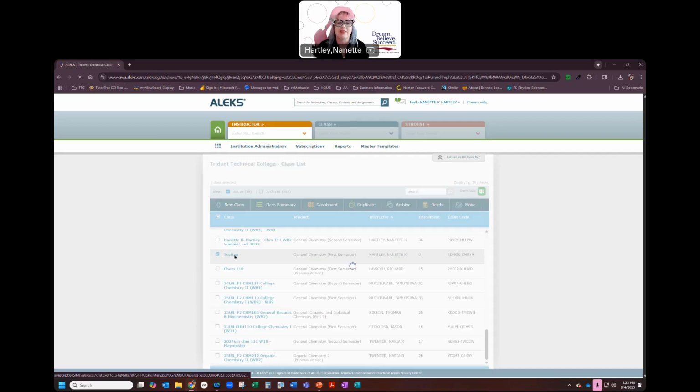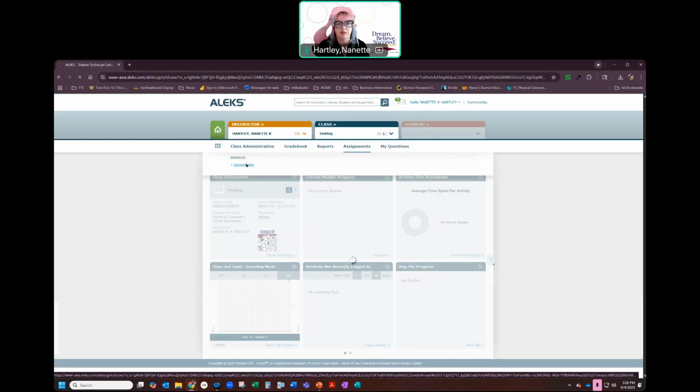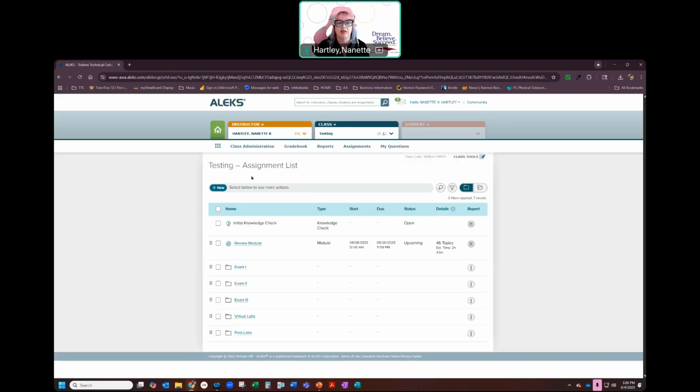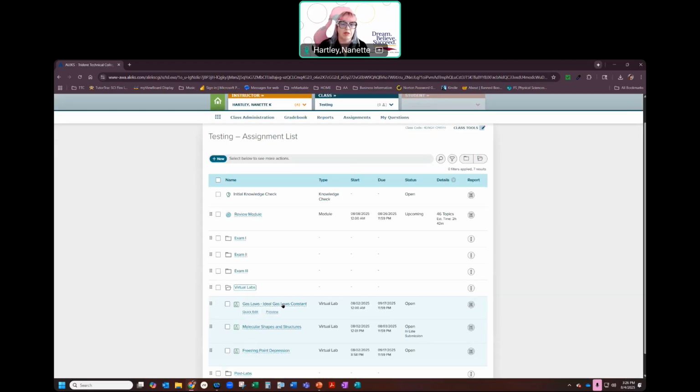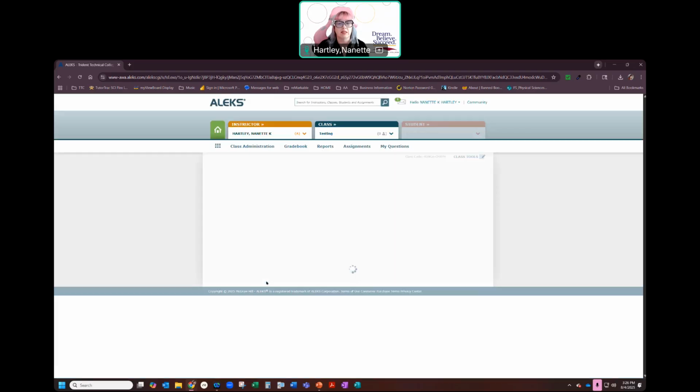Couple of shelves in here. So this is the one that I've set up for us to work with. Now, I have my assignments, and this set of assignments should look exactly like yours. And down here, we've got the virtual labs and the post labs. Virtual labs are in here, and I have the gas laws, ideal gas laws constant. So I can click into this.